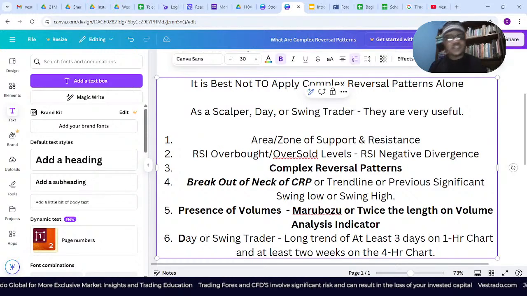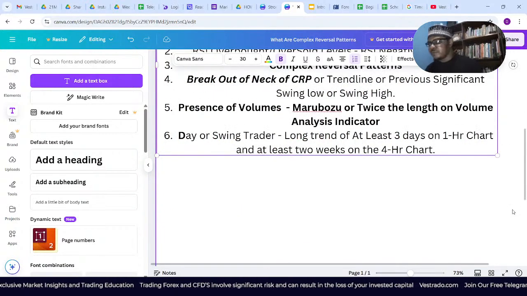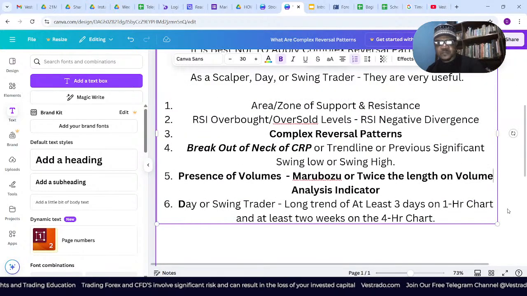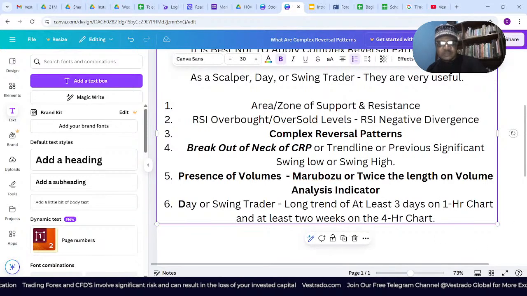Ask your questions, if you have any, I'll answer them. Okay, use the chat box. Welcome, everyone. So this is what we have. It's as simple as this. Now, let's go into the charts while I give you some live examples here, and then we're going to round up the session today on complex reversal patterns.